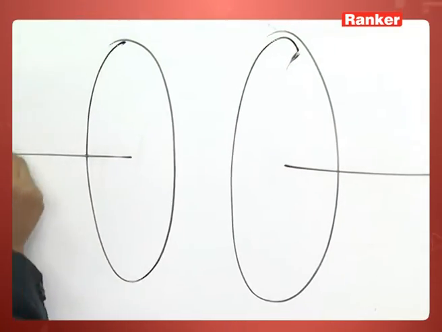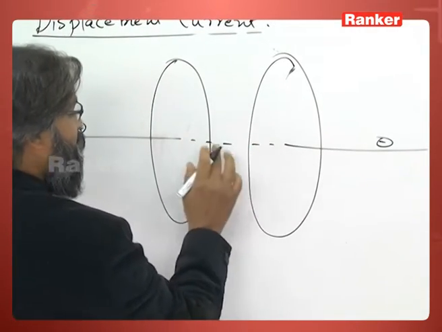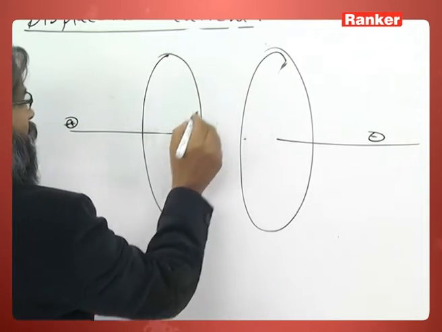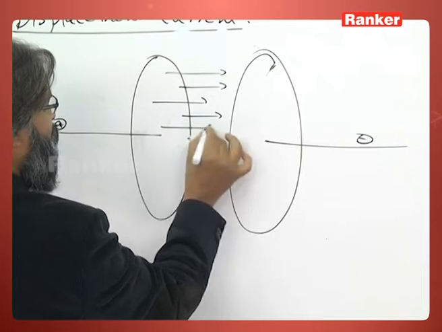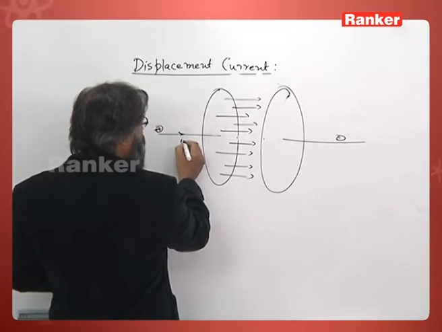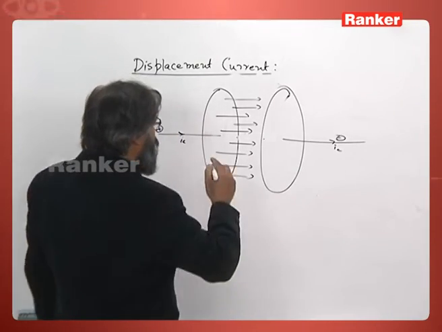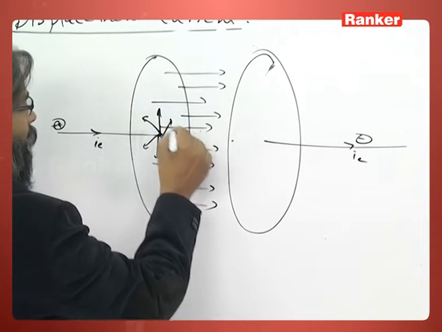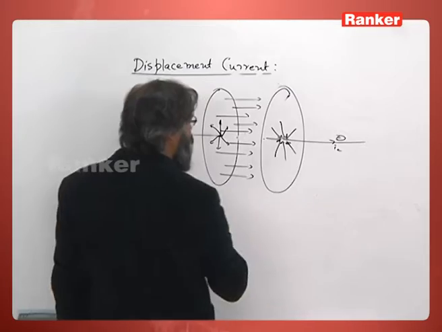So, this is your positive terminal and this is the negative terminal, and this is in between the plates. The field in between the plates is like this, and here there is a conduction current I C. Now, there is also some radial current going in the capacitor plates. The capacitor is in the process of charging.